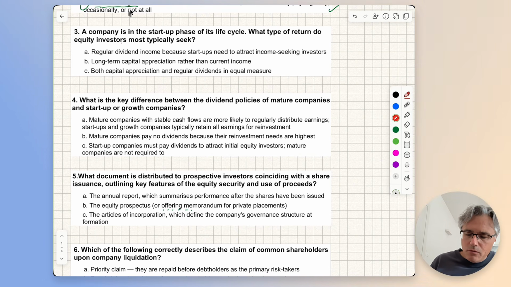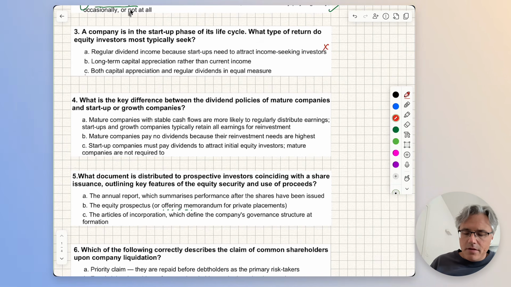So which type of return do investors most typically seek? A, regular dividend income because startups need to attract income-seeking investors. That's absolutely not true. You're not going to be expecting a regular dividend because there is no kind of money for it, to be honest.